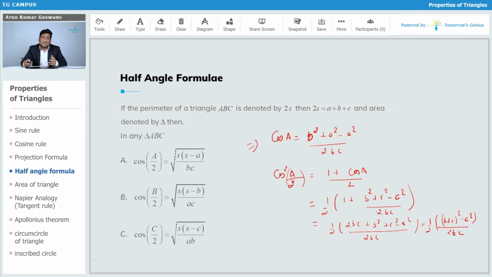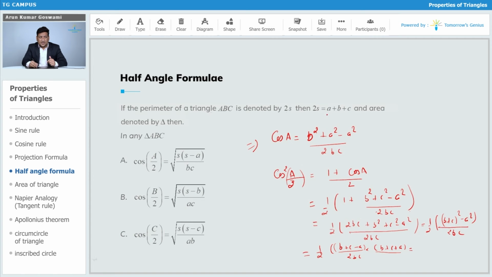Again, we can use one more algebraic identity here, which is x square minus y square equals (x minus y) into (x plus y). So if I use that identity here, what I'll get is 1 by 2 into (B plus C minus A) divided by 2BC into (B plus C plus A). Okay, and B plus C plus A is nothing but the perimeter.